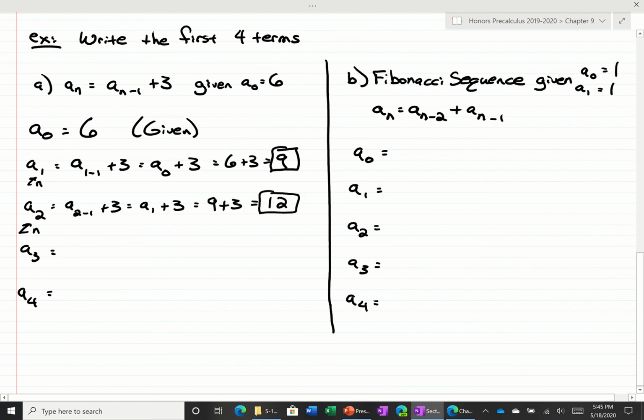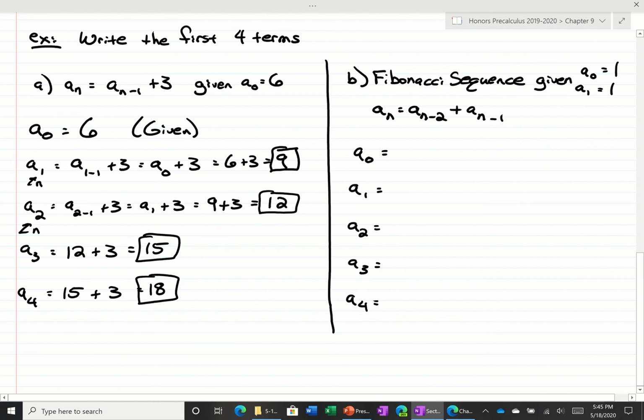And this is how this pattern continues. You use the previous number, 12 plus 3, and that's 15. For the fourth one, you use the previous number, a sub n minus 1 plus 3. That's how recursive sequences work.